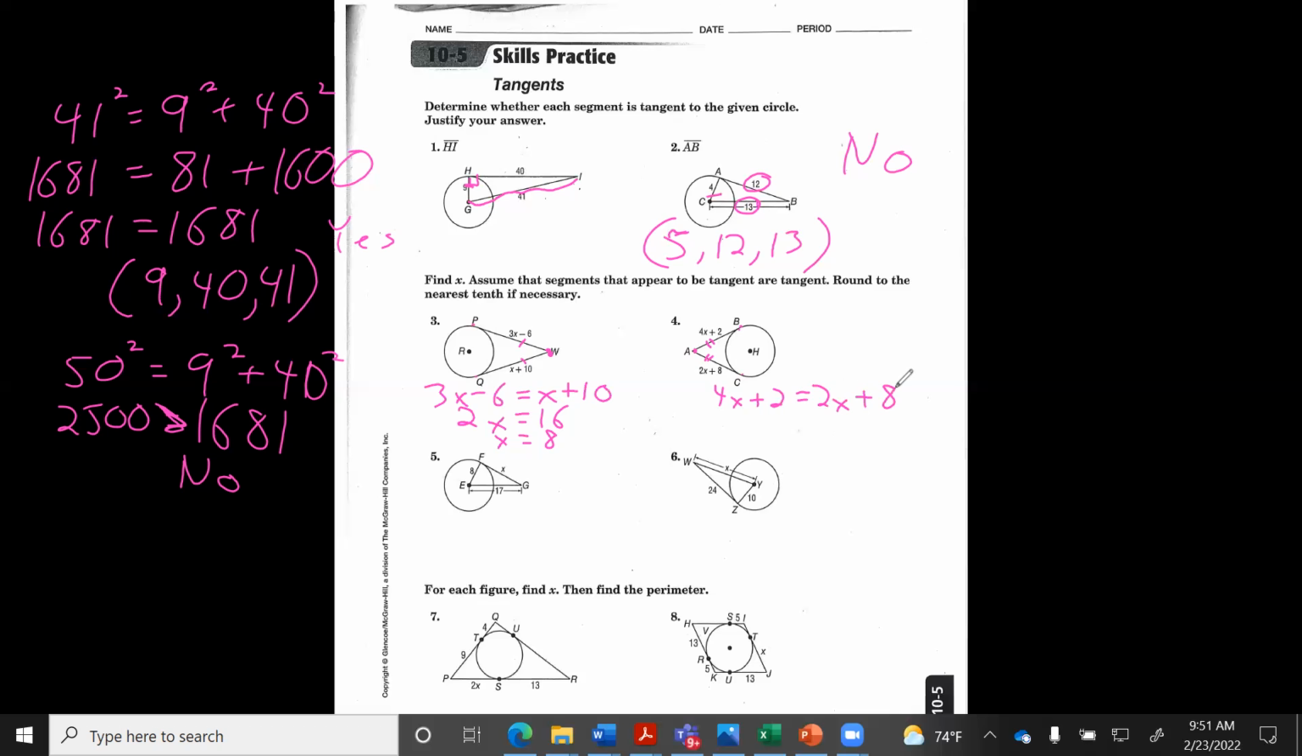Subtract the 2x from the side, it leaves us with 2x. Subtract 2, that leaves us with 6. Divide by 2, and x is 3.